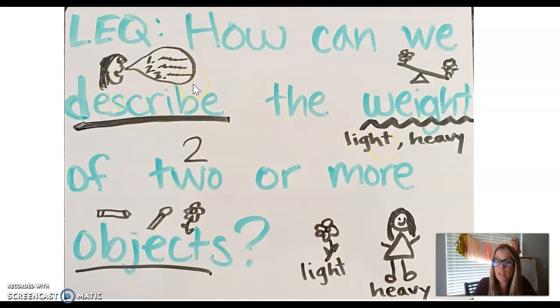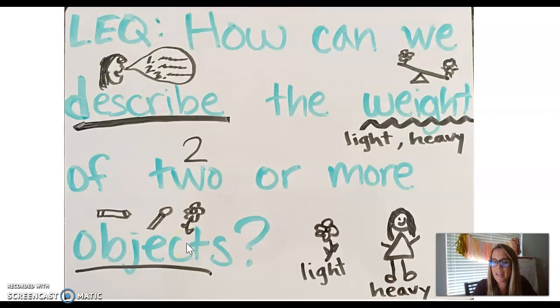Describe. You were working on describing things last week also with longer and shorter. So when you describe something, you have to give detail and use our vocabulary words. And when we are comparing things, it's always going to be at least two or more objects. And remember, the word objects is like another word for things.